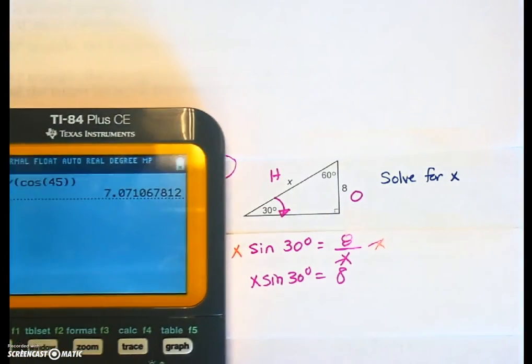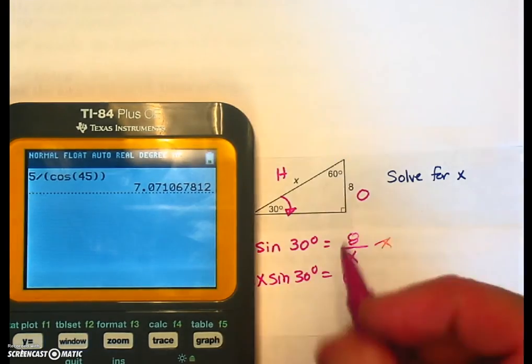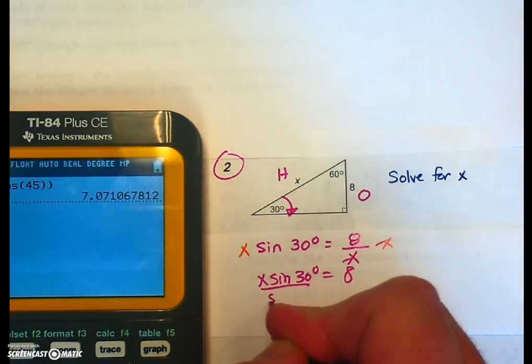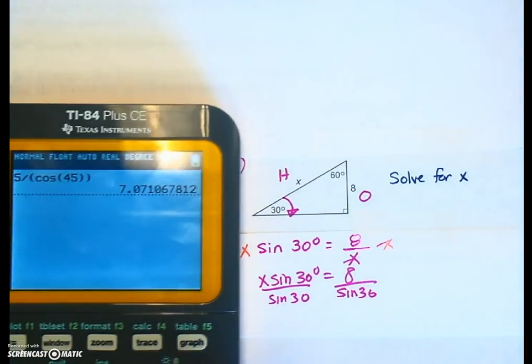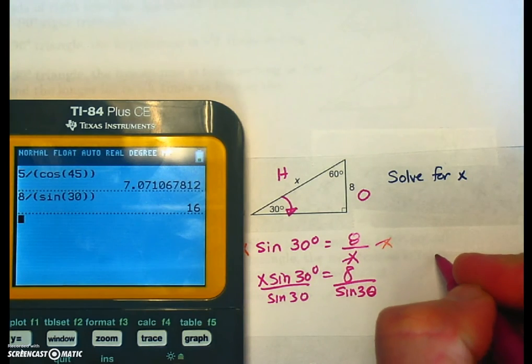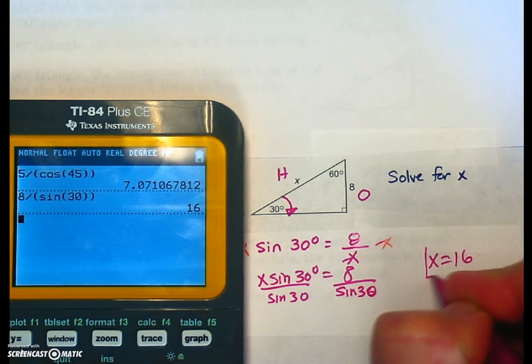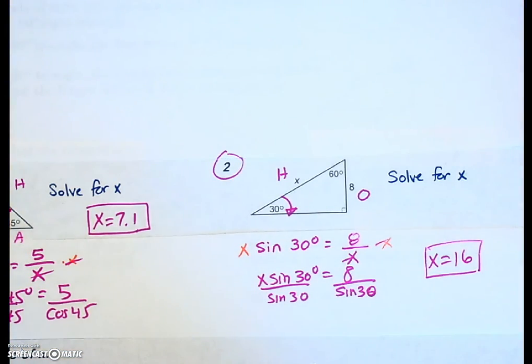And then we take our calculator, and we're already in degree mode. So all we have to do now is divide both sides by the sine of 30. So we just take 8 divided by the sine of 30, put parentheses there just to make sure. And we get 16. So x equals 16. That one came out nice and even, which was nice. And that's solving using Sohcahtoa.